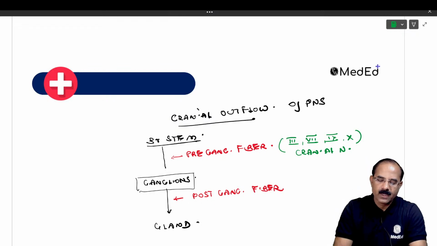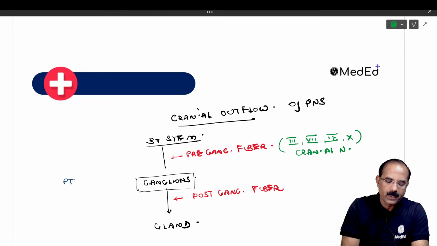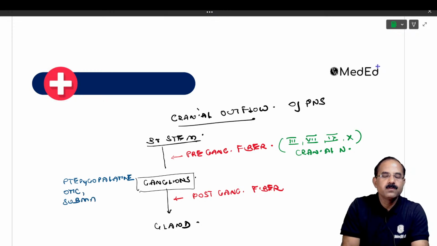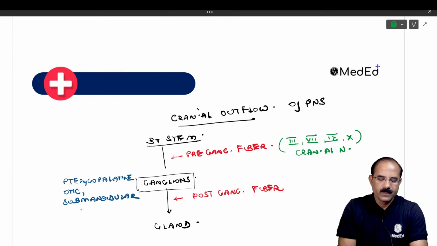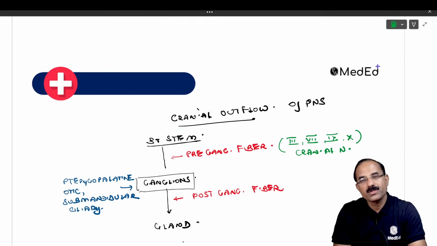And which are the ganglions? Which ganglions are these? One is pterygopalatine, otic, submandibular, very good, submandibular, and which is the fourth one? Which is the one left? Ciliary ganglion. These are the ganglions. And the postganglionic fibers are going to supply the glands.